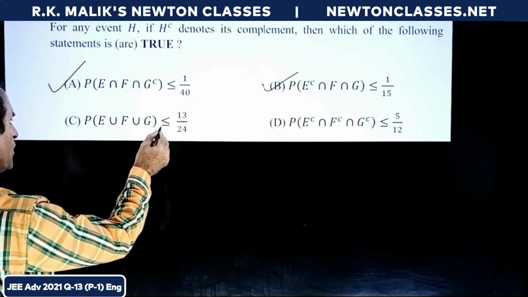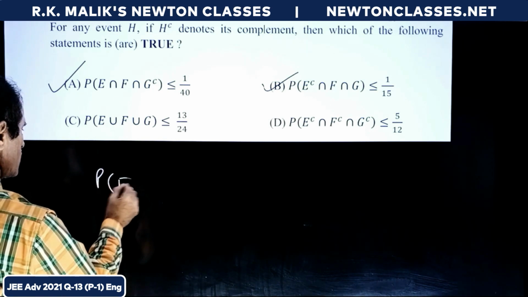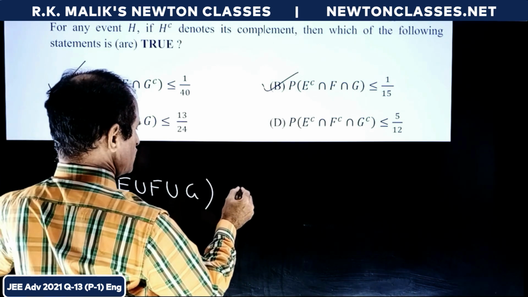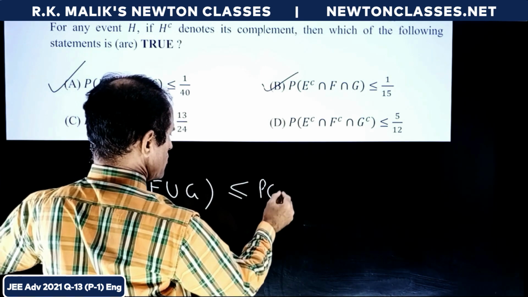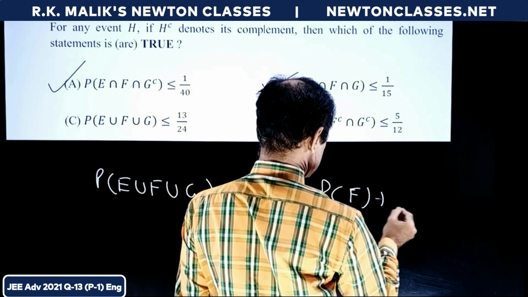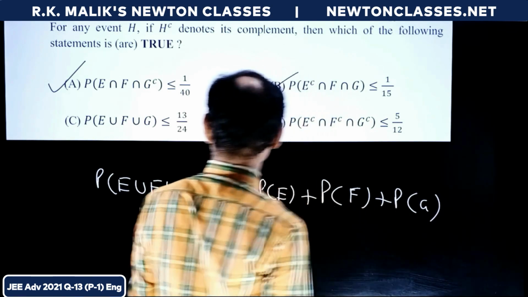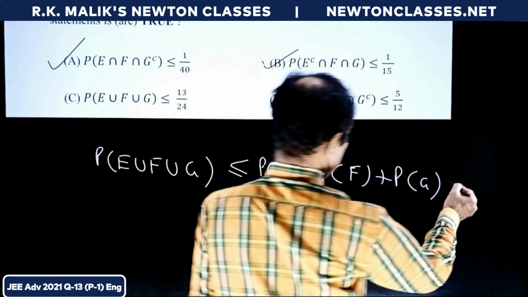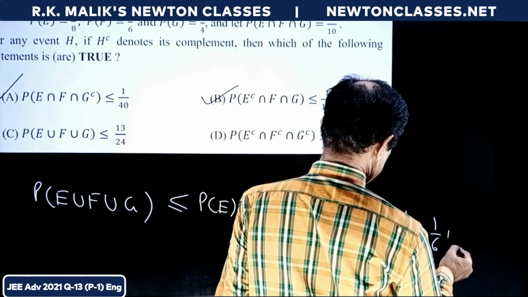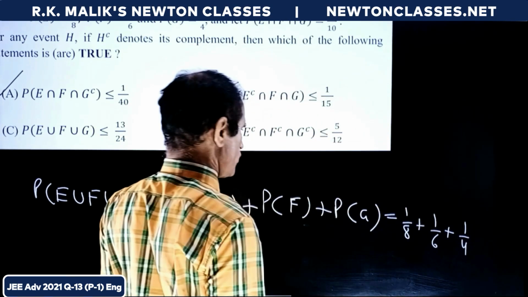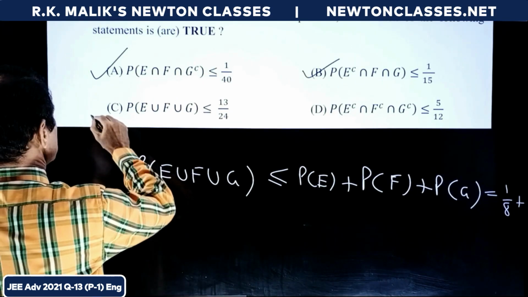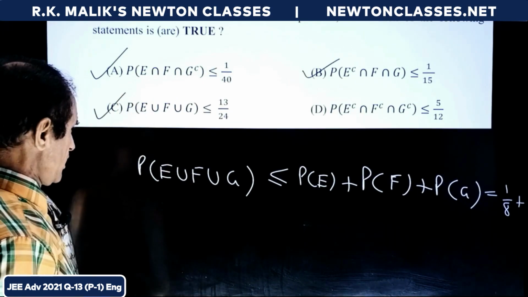And the probability of E union F union G is sure to be less than or equal to P(E) plus P(F) plus P(G), which is equal to 1 by 8 plus 1 by 6 plus 1 by 4, which is clearly 13 by 24. Hence C is also correct.